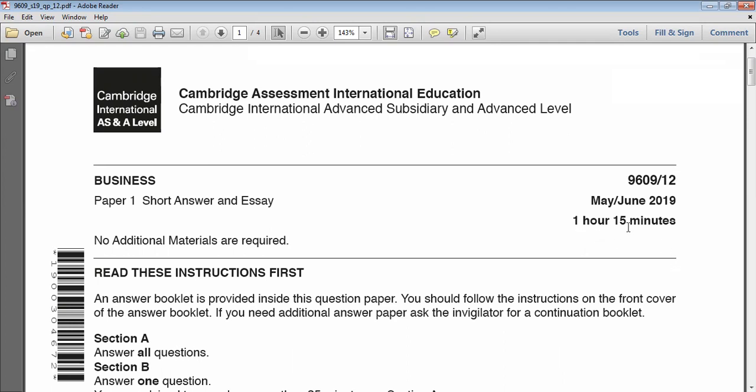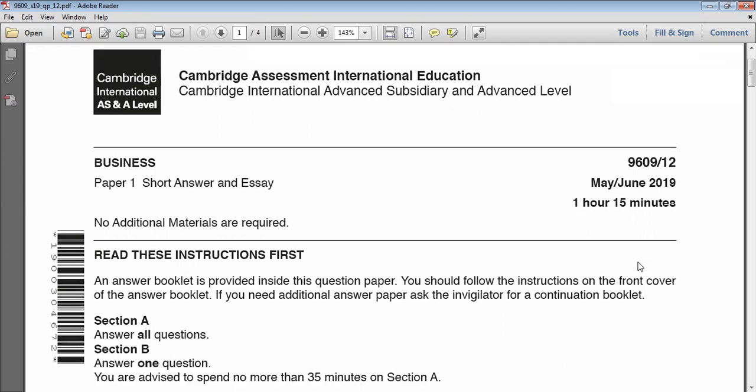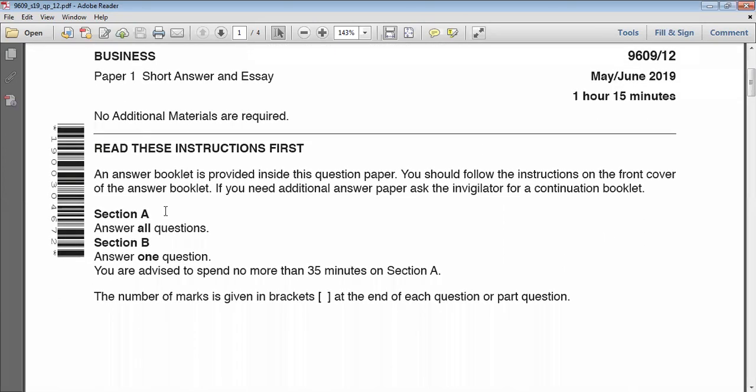The duration of this paper is 1 hour 15 minutes, as I mentioned before during the syllabus discussion. In section A, we have to answer all questions, while in section B, we are only required to answer one question. We have two options for section B, and we choose one out of two. Their advice is that we should not spend more than 35 minutes on section A.